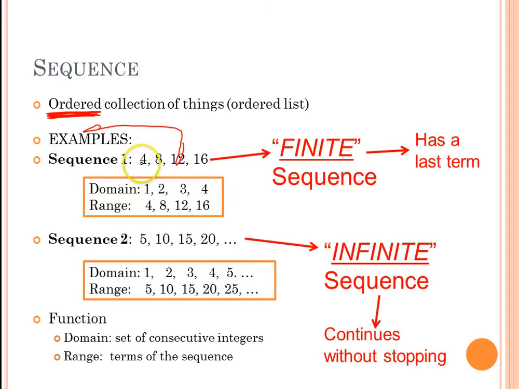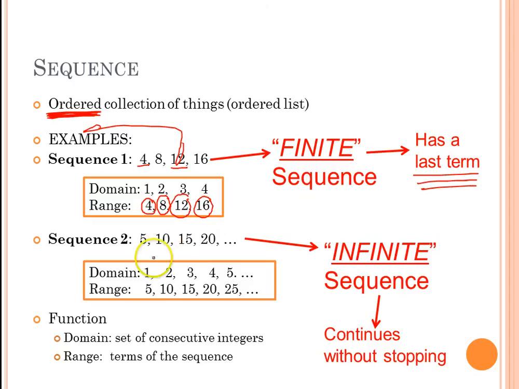Sequence 1, we talked about how the domain was the term, what term you were on. So we were in term 1, and the range was, what was the output? What did you get? So in term 1, our range was 4. In term 2, our range was 8. Term 3, we got a 12. And term 4, we got a 16. Now, we said this was a finite sequence. Why? Because it stopped. It had a last term.